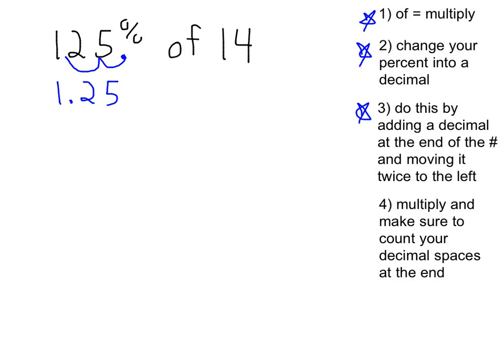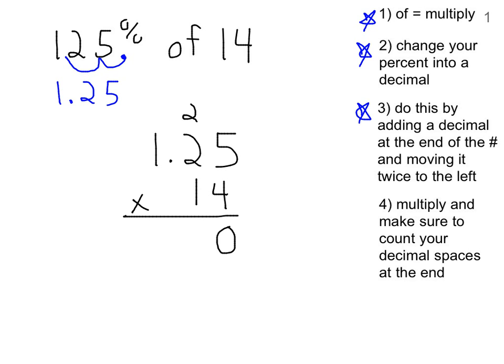Now all we need to do is multiply. When you multiply, the number with the most numbers, which will be 1.25, goes on the top. So we'll have 1.25 times 14. And 4 times 5 is 20, carry the 2. 4 times 2 is 8, plus 2 is 10. 4 times 1 is 4, plus 1 is 5.